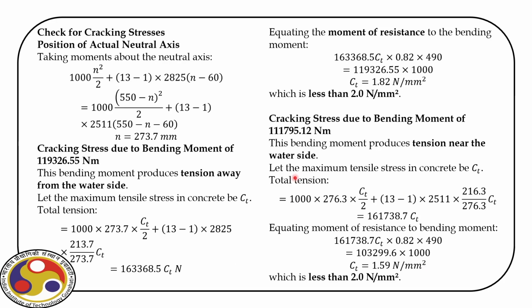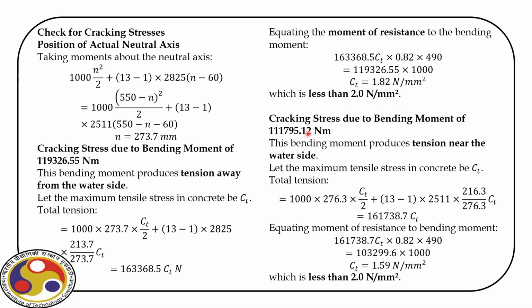Then again, for this structural component, we have to check the cracking stress. Repeat the same exercise. You know this expression already we have used for the walls, and for this case of bottom slab, we have N is equal to 273.7 millimeter. And we can find out the CT using the capacity with the applied bending moment, and for that we will get a CT of 1.82 Newton per millimeter square as opposed to the allowable value of 2 Newton per millimeter square. So, the design for this case of bending moment is safe.